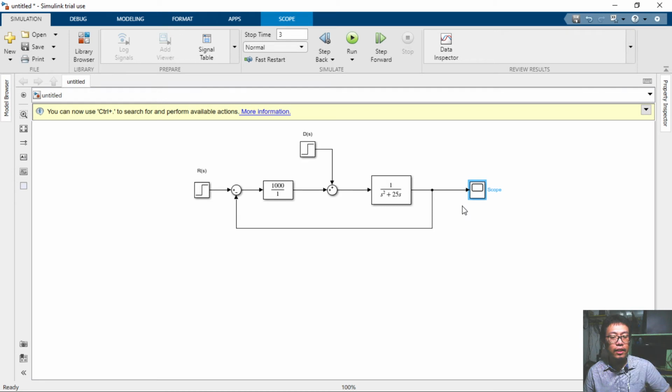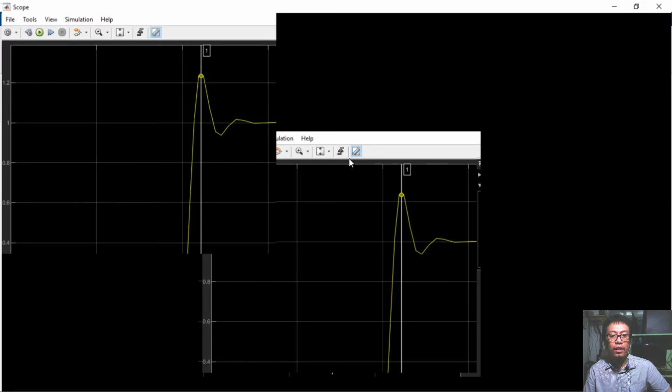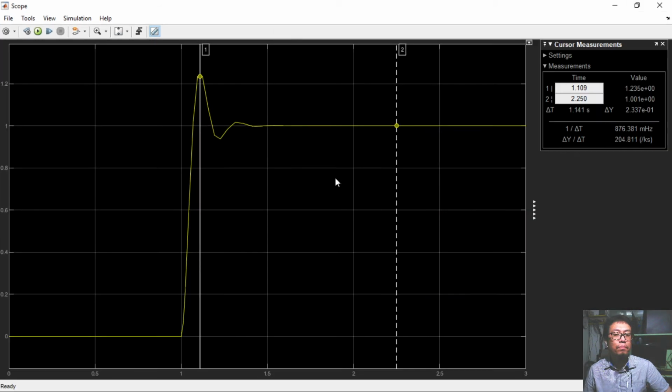And then kapag nirun natin ito, at tinignan natin yung output natin which is measured by our scope, we would have the following output galing doon sa simulation niyo. As you can see, underdamped yung system niyo, which peaks at this point. Nagpipeak yan sa 1.235.